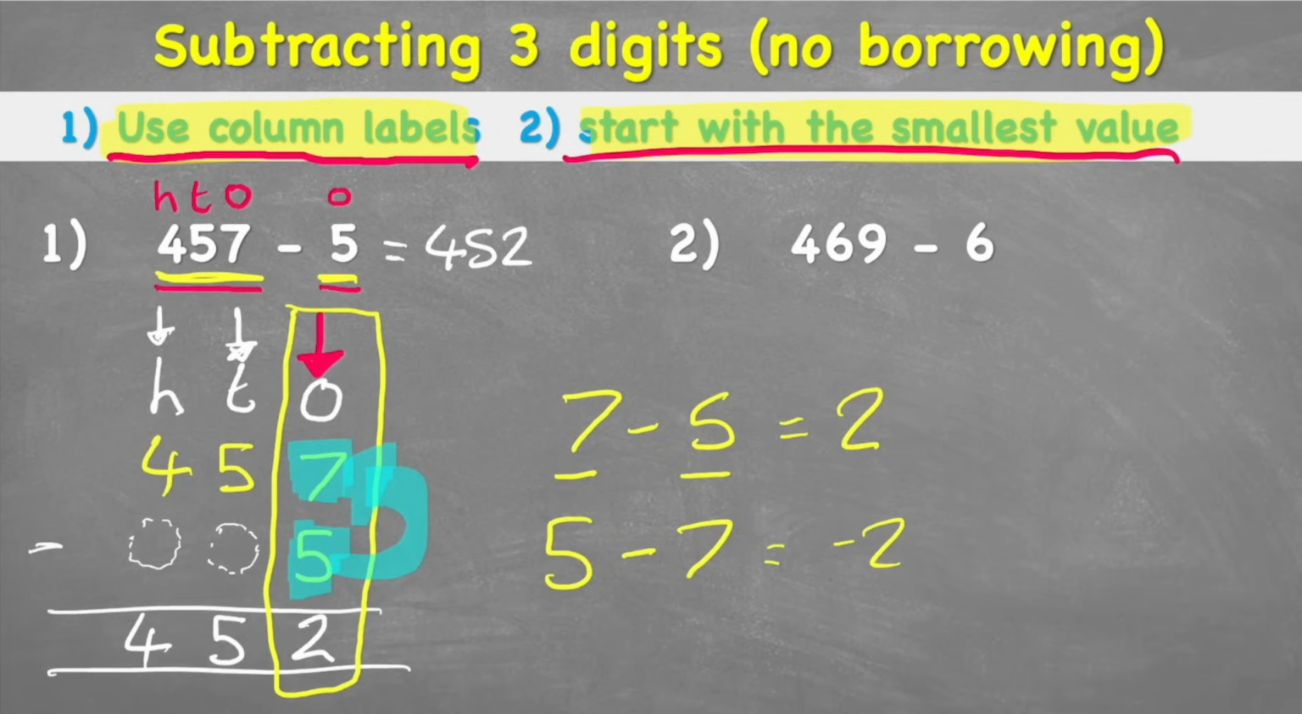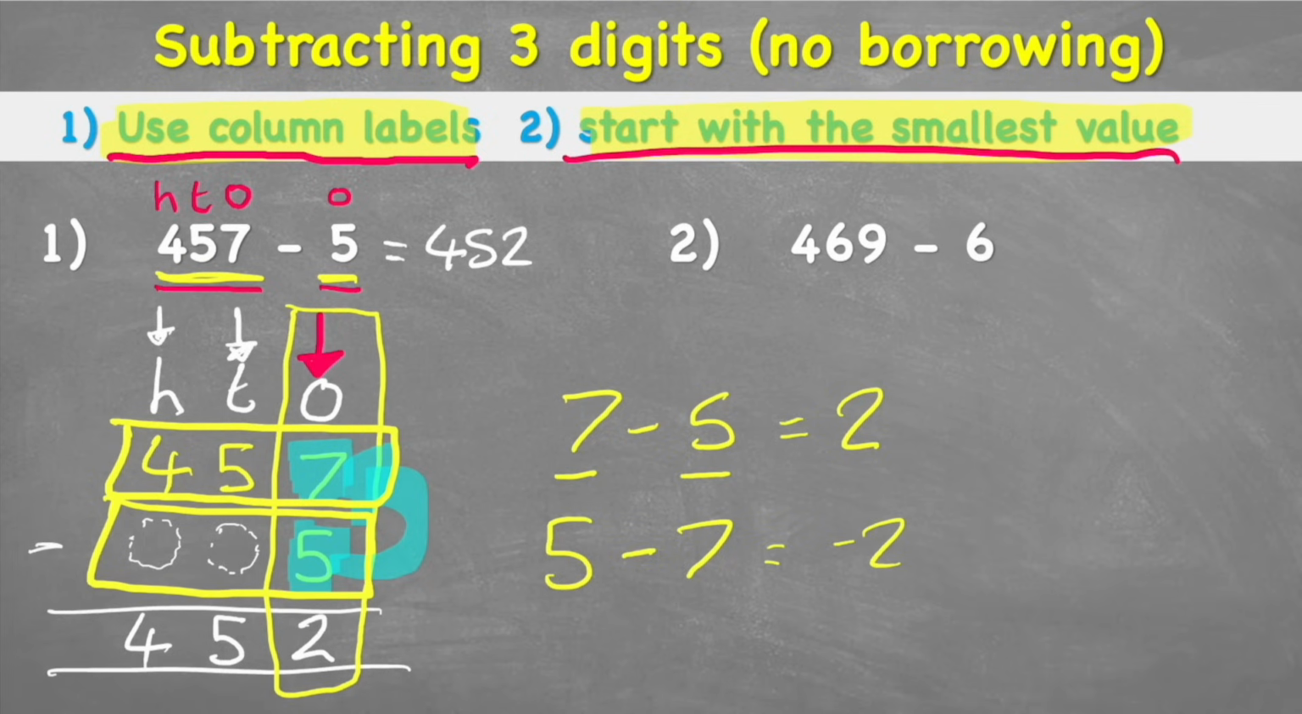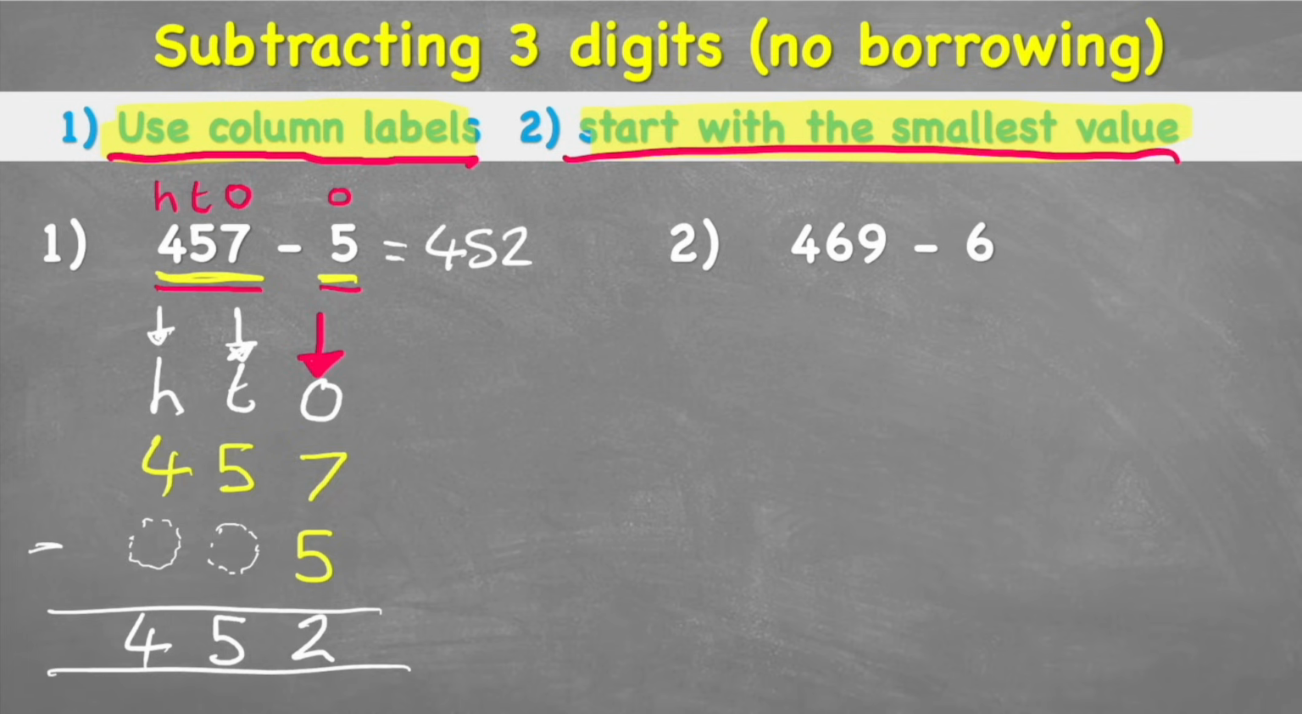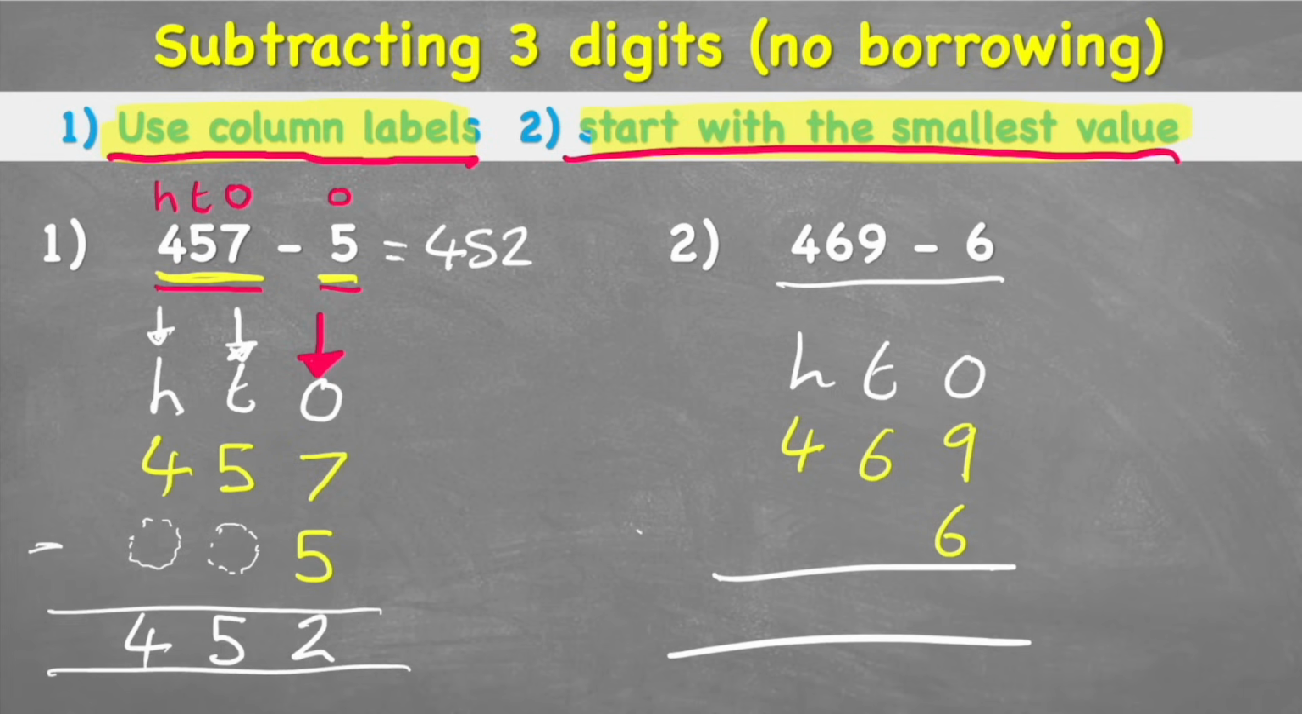Yuck. So remember, the number on the top of our columns is the number we put first, and the number on the bottom of our columns is the number we're taking away, so we put it second. Okay, question 2, 469 subtract 6, and I'm going to do this a little bit quicker. So I'm going to put my ones, tens and hundreds, put my number in place. I have 9 ones, 6 tens and 4 hundreds in the first number, and then a 6 ones in the second number. Put my equals line and my subtraction sign, and I'm ready to begin.